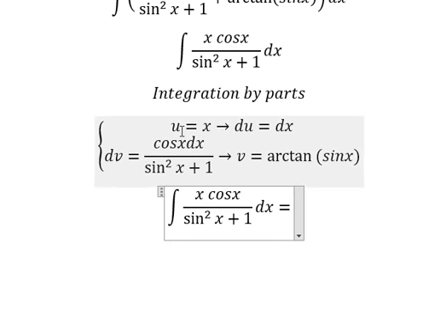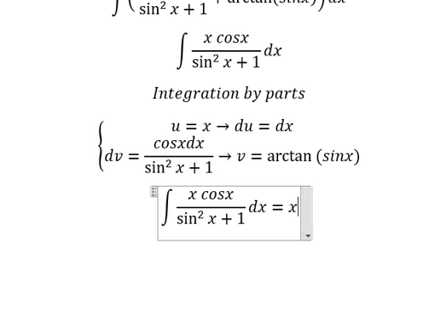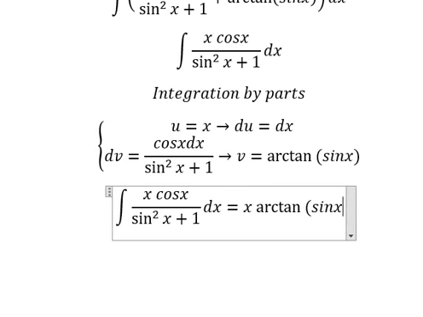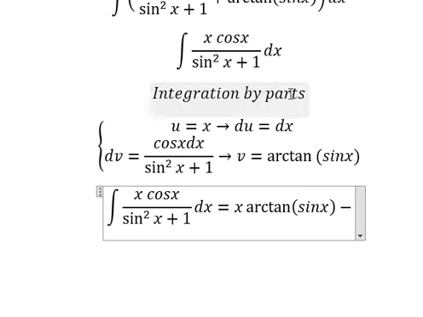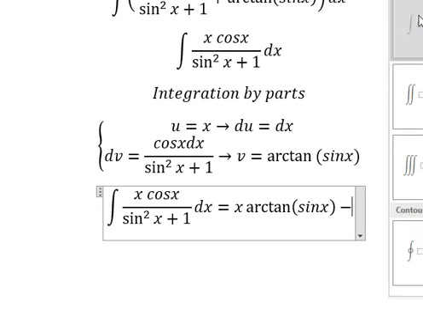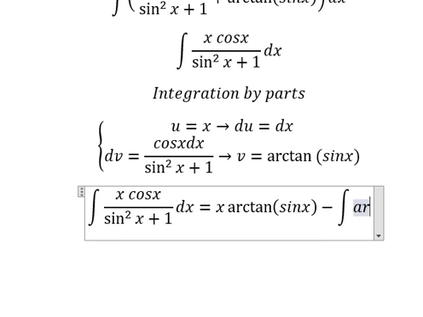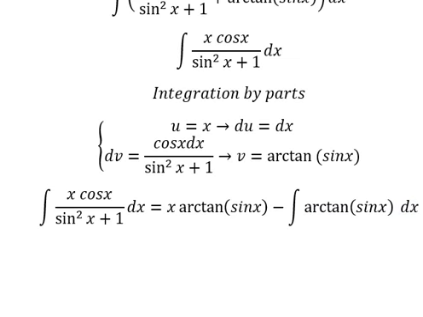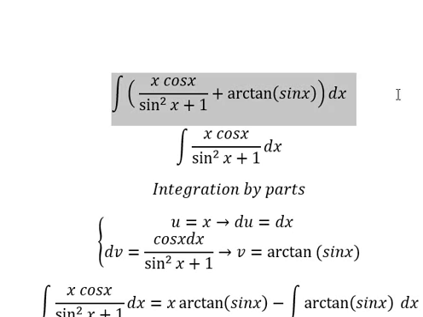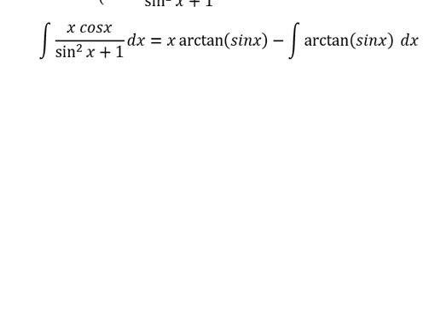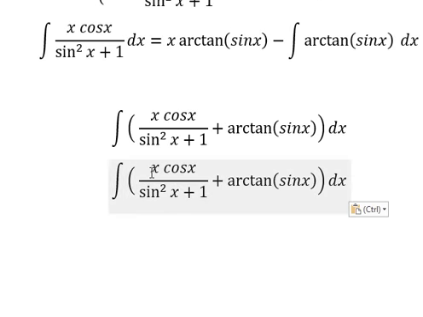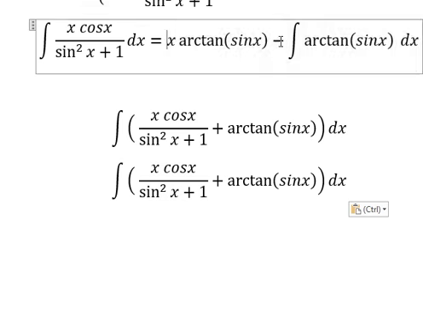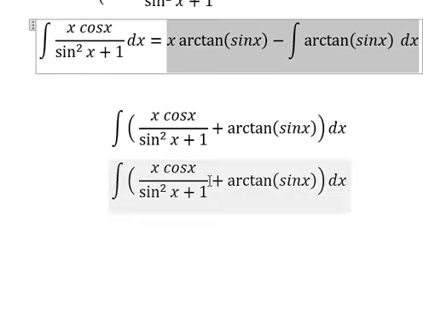So we have u multiplied by v, minus the integration of v du, which is arctan of sine x dx. Now we go back in here. So the integration of this one, that is about this one.